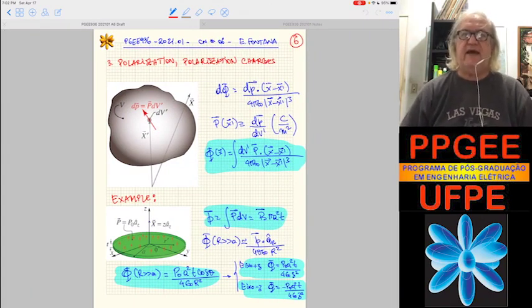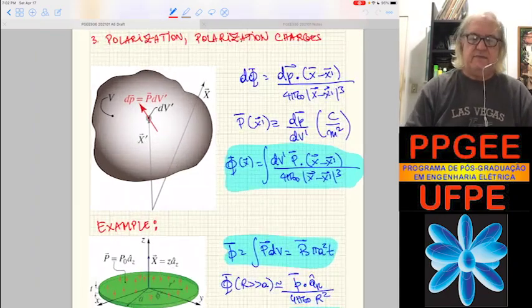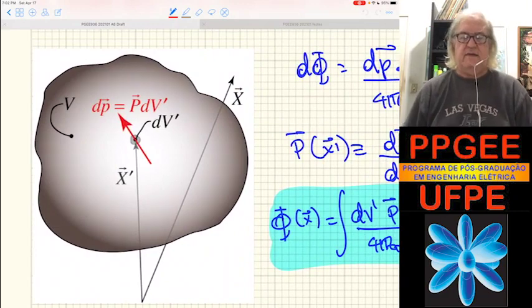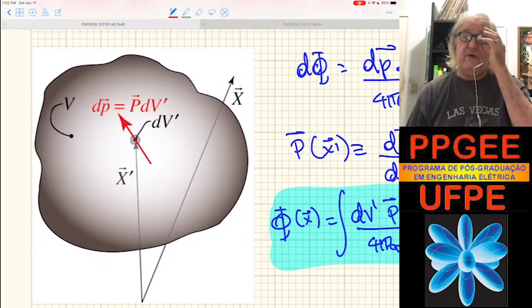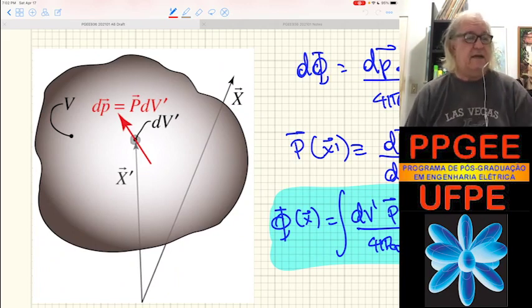So that's all we have to discuss relative to the dipole moment. Now we are going to assemble several point dipoles. We're going to form a material. The material is an insulated material.